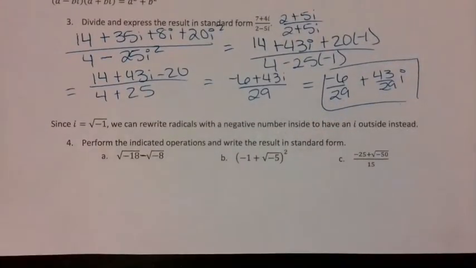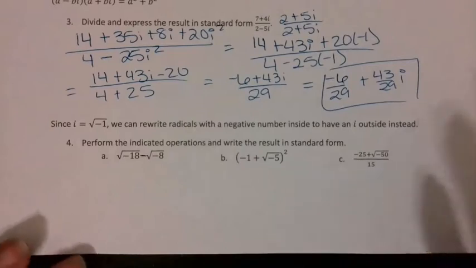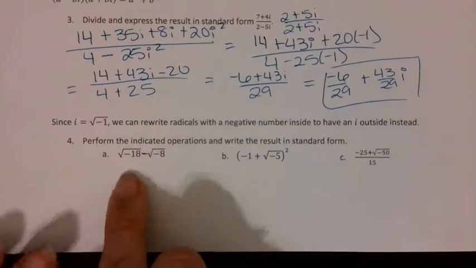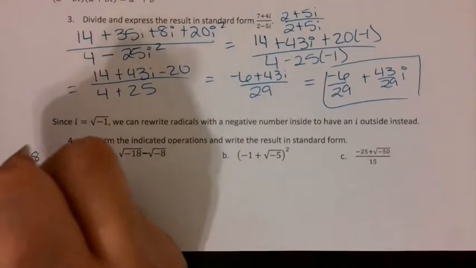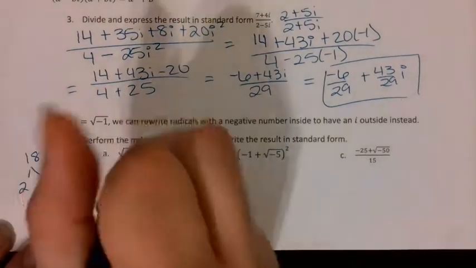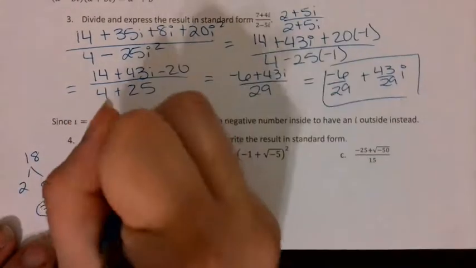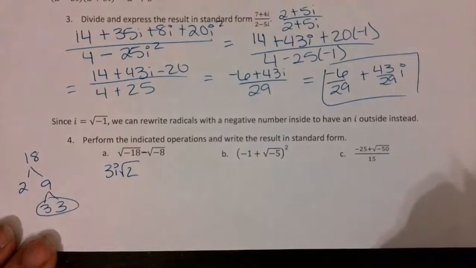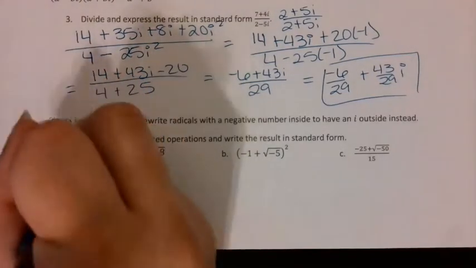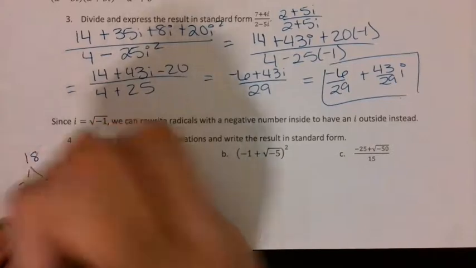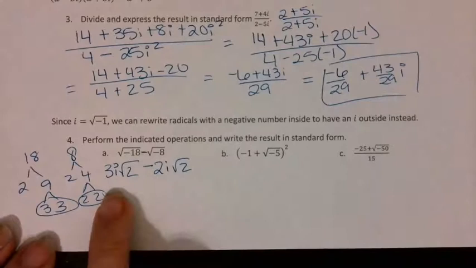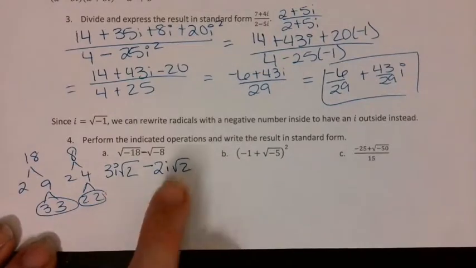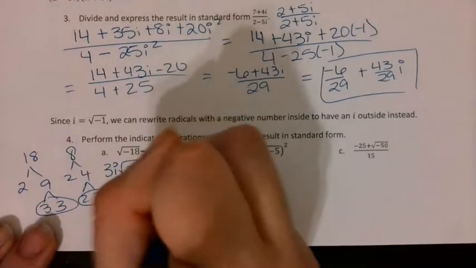Okay. So remember, because i is the square root of -1, I can change these to have an i and then simplify my radicals. So over here, I'm going to do a factor tree for 18. It's 2, 9, 3, and 3. So the pair of 3's can come out. And then I'm going to take out that negative with an i, and I'm left with square root of 2. I can do the same thing for 8. My factor tree is 2, 4, 2, and 2. So a pair of 2's can come out, and a 2 is left inside. Then I just combine the outside pieces, so I have 3i minus 2i, which just gives me i square root of 2.